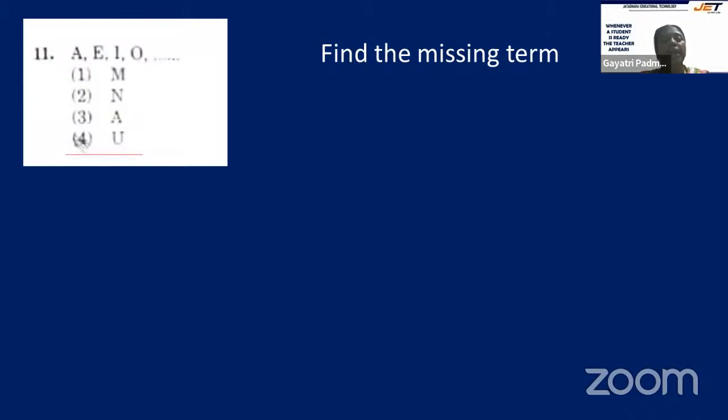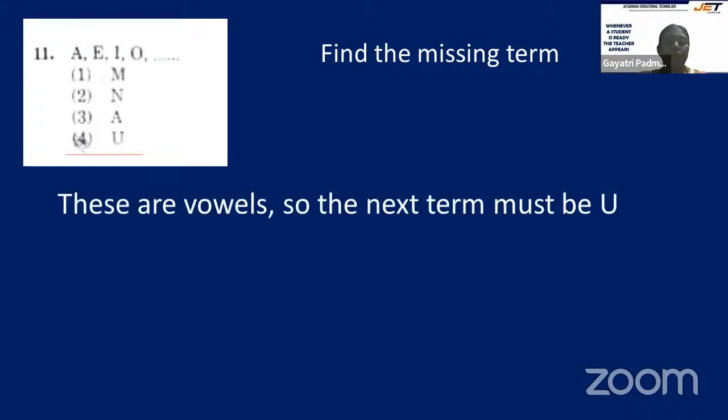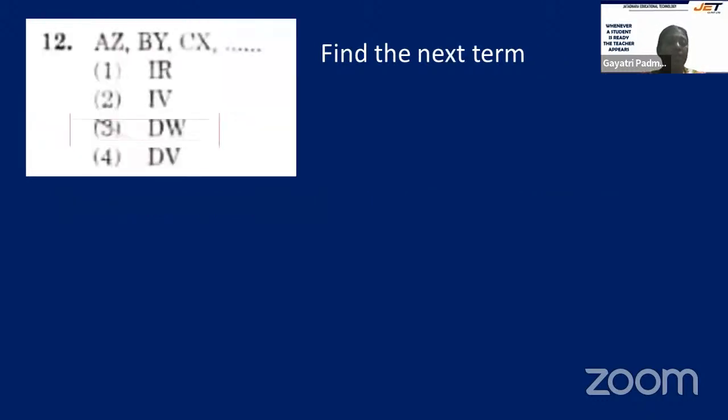We have A, E, I, O, dash. Very simple. Not even a fraction of a second is required to solve such sums because these are all very easy, isn't it? So these all are representing the vowels. So what are the vowels? A, E, I, O, U. Other than the consonants, isn't it? So your answer must be U. The next term must be U. All right. Now see the next one.